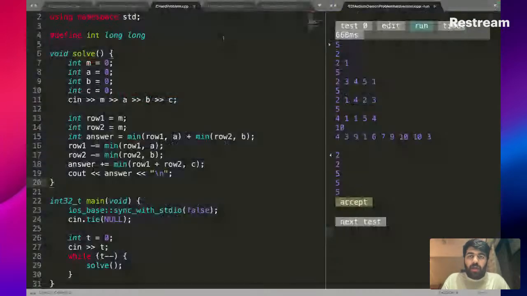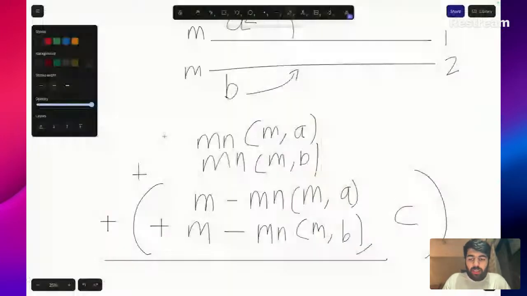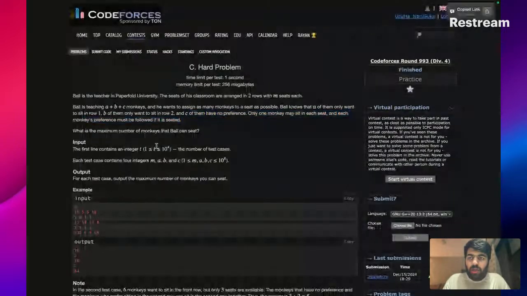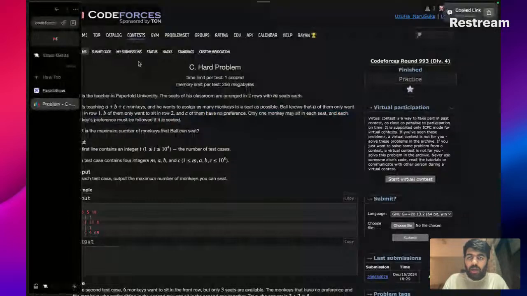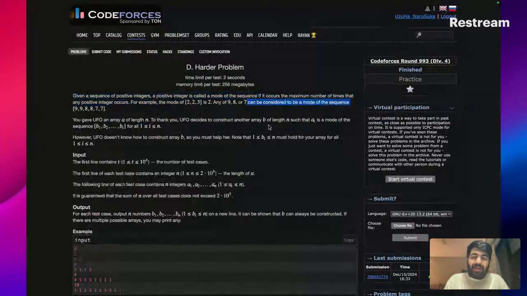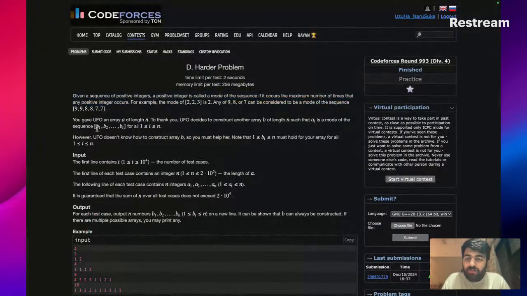Okay, great. Now coming to D, what does D state? So coming to D, what does D state? D states that I need to have the mode as AI for all numbers from B1 till BI.